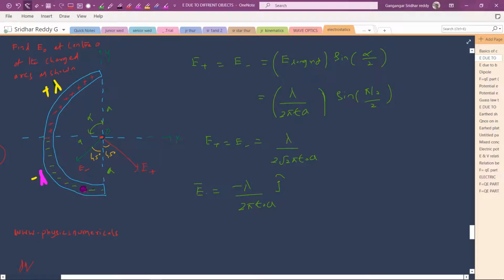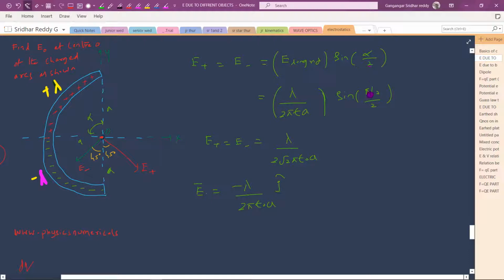Okay, let me get into the discussion now. We have to find out field strength. So what is the field due to an arc? What is the angle subtended by an individual arc? Pi by 2. It is subtended by an arc. And what is the formula for the field due to an arc? Field due to a long rod into sine of half of the angle subtended by the arc. What is the angle subtended by the positively charged quarter circular arc? It is pi by 2.